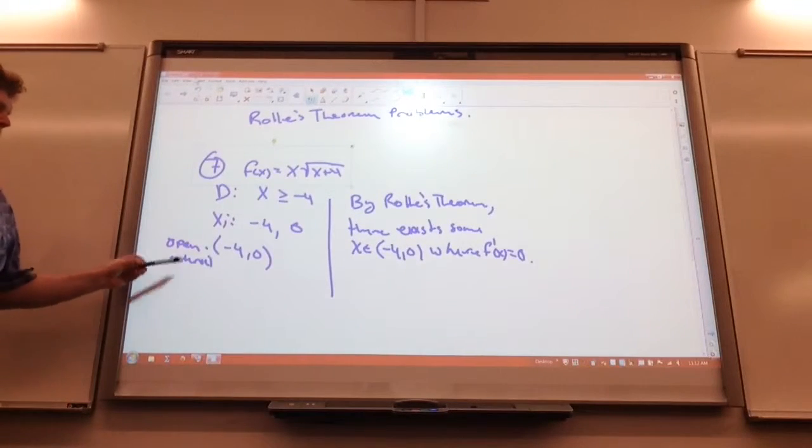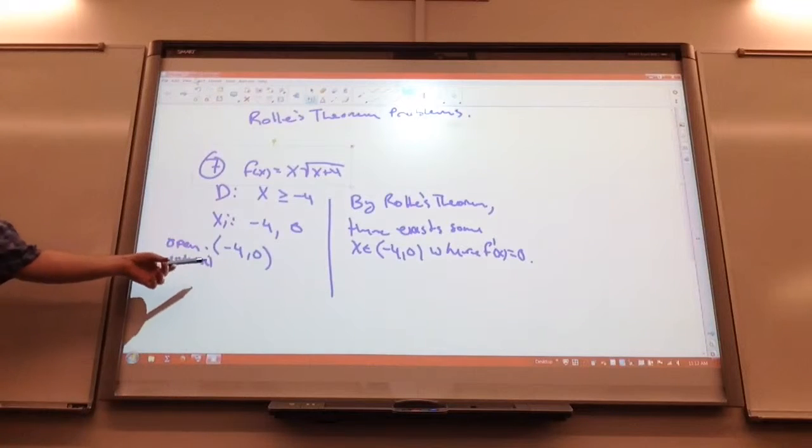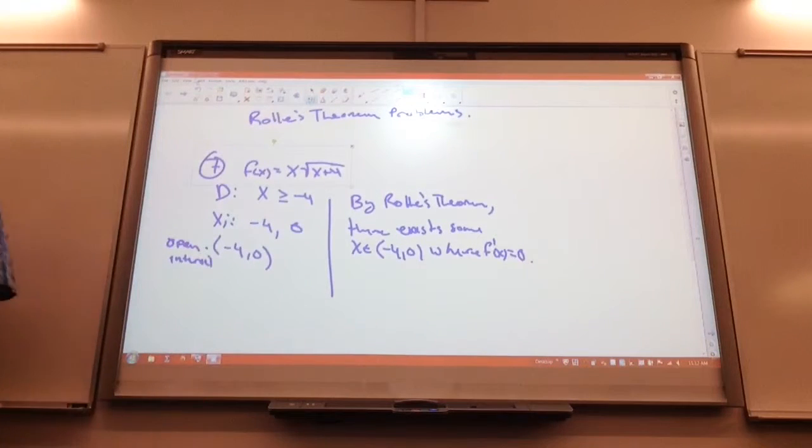Oh, right there. Yeah. I just put it there so you understood this is not the ordered pair -4, 0, but the open interval -4, 0. Just the notation's the same. So that's not an ordered pair then? No, it's not an ordered pair. That's an open interval from -4 to 0. That's the notation for it.